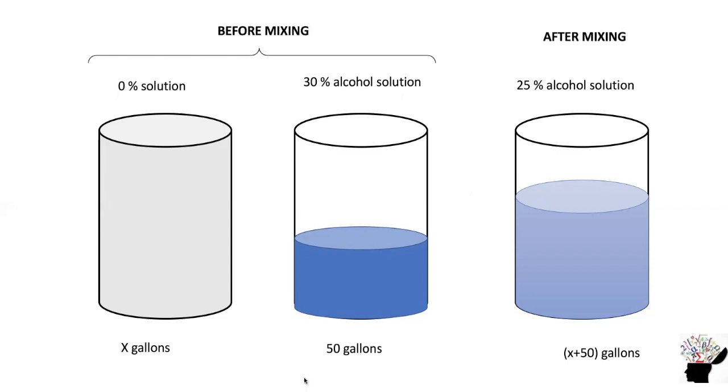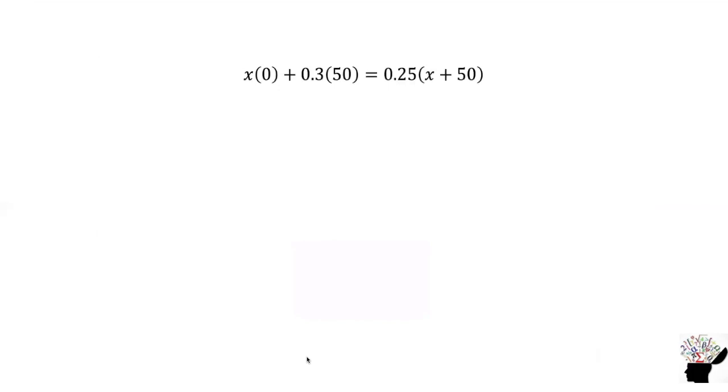So we establish this equation. We can write 0 times X, plus 0.3, which is 30% alcohol solution, times the 50 gallons, which should be equal to 25%, which is the same as 0.25, times bracket X plus 50 gallons. So from here, this one will tend to 0. Then we are going to get 15 is equal to 0.25X plus 12.5.